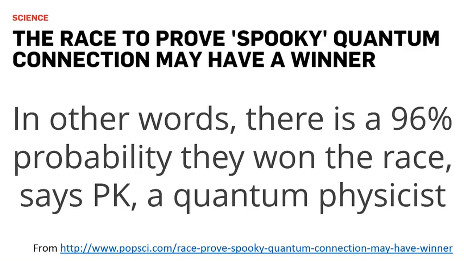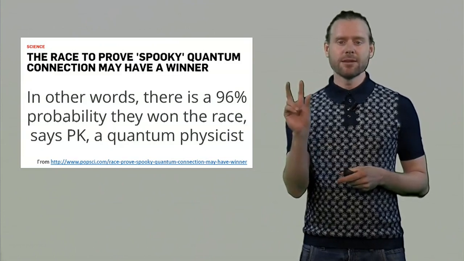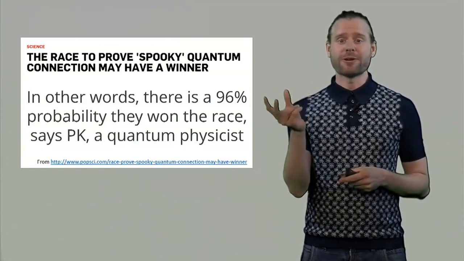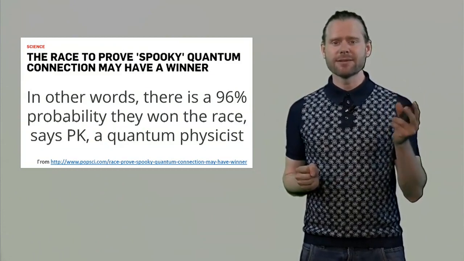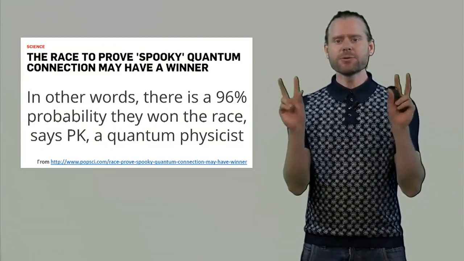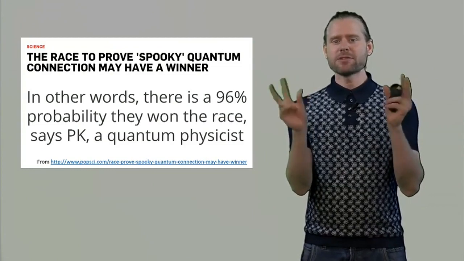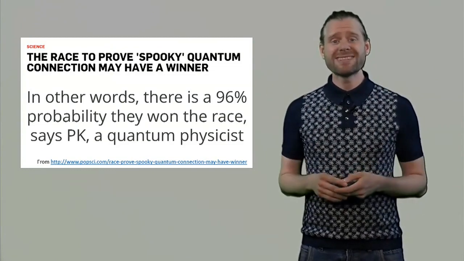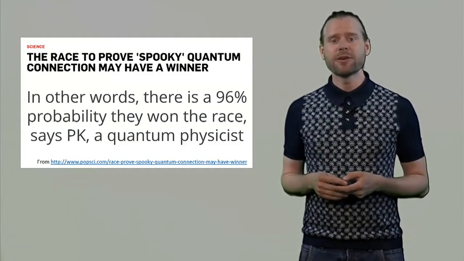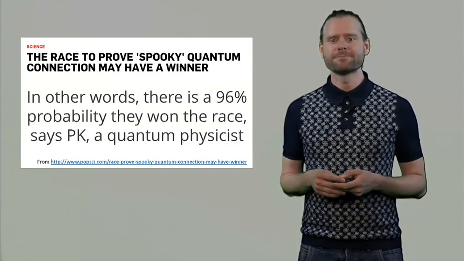So this is a study where they measured the spin in a particle that was floating around somewhere in Delft, and another one that was floating around somewhere in Amsterdam, in the Netherlands. And these two particles spin together. They have some sort of relationship. And this relationship, based on the data, was statistically significant, with a p-value of 0.04.